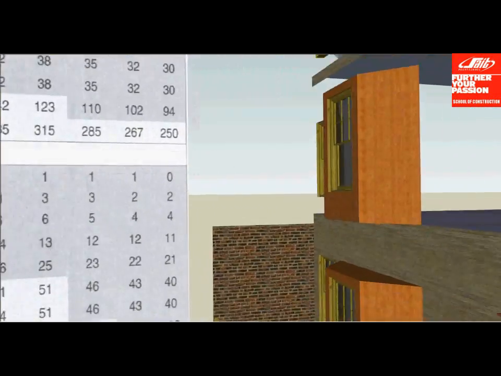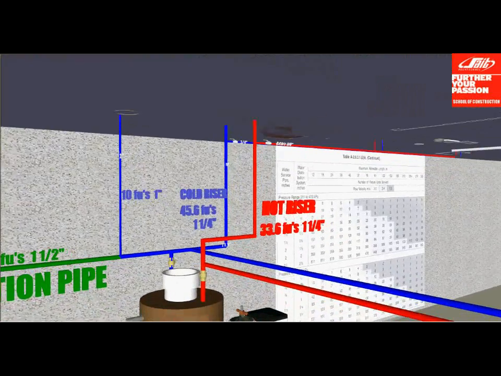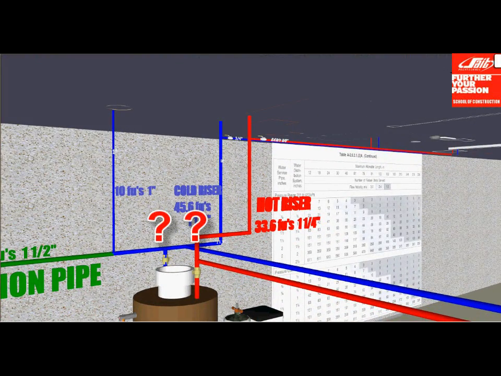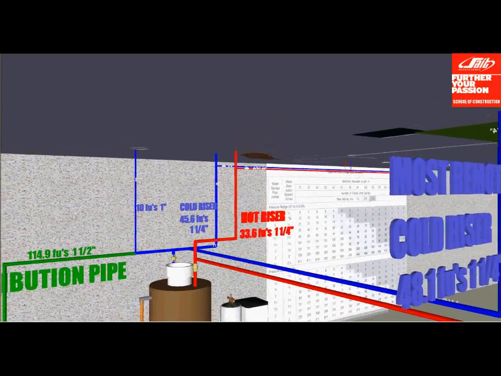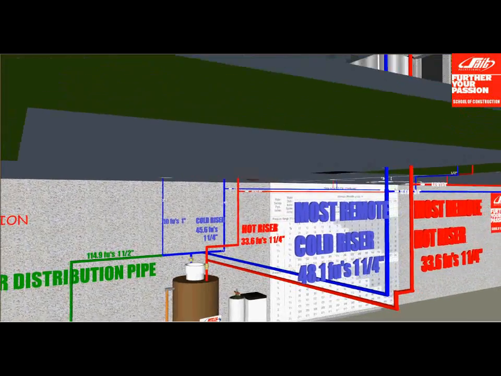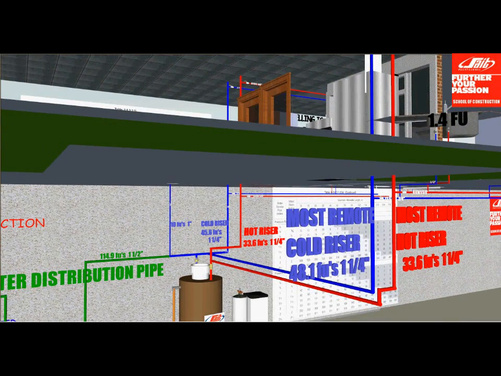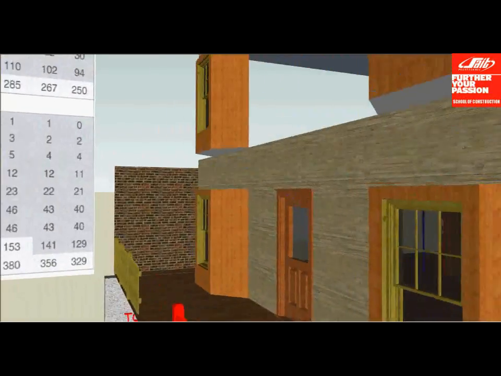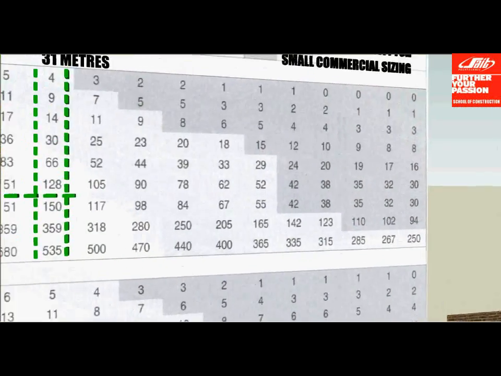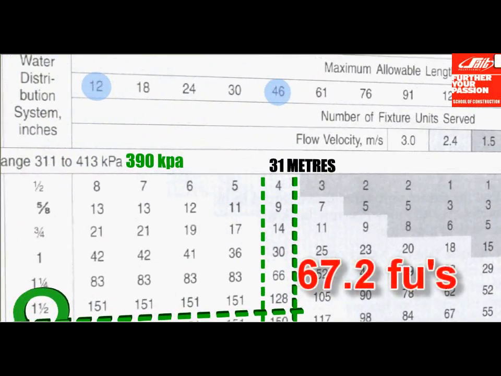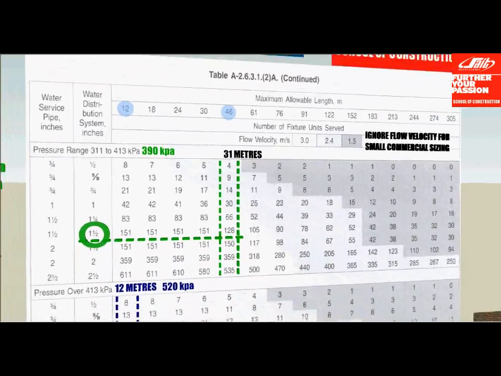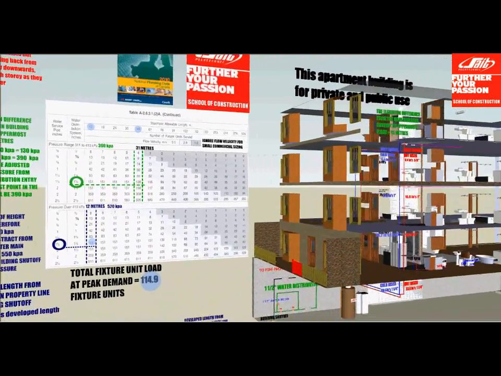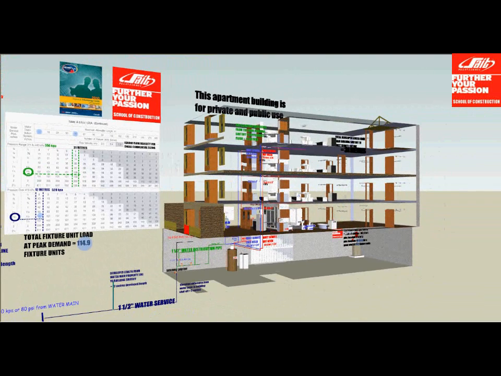Now let's try and size the cold inlet and the hot outlet from the commercial hot water tank. They should both be the same size as they are both feeding the total hot fixtures in the building. In order to do this, we would have to add up both hot risers, as they will total the total hot in the building. So 33.6 fixture units times 2, which should equal 67.2 fixture units. Then scroll across to the table to find out if 1.25 inches is big enough. And as you can see, it would have to be 1.5 inches in size.